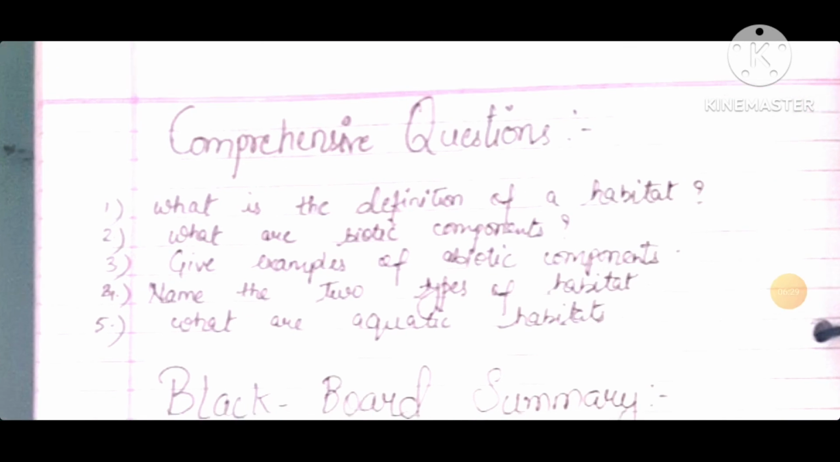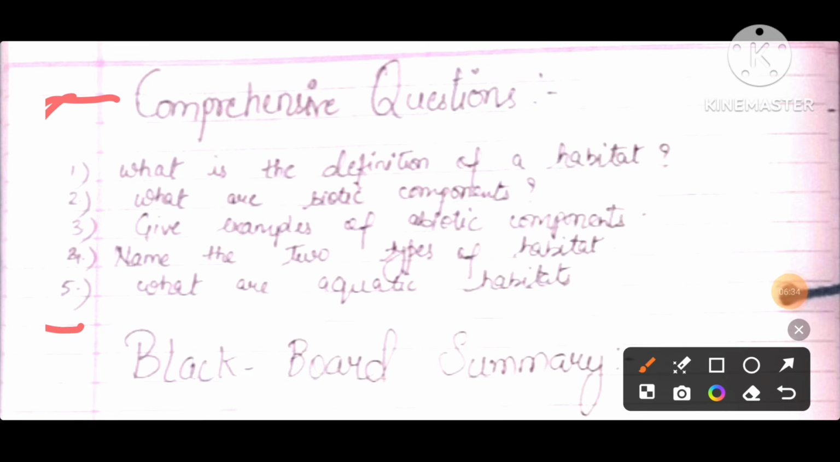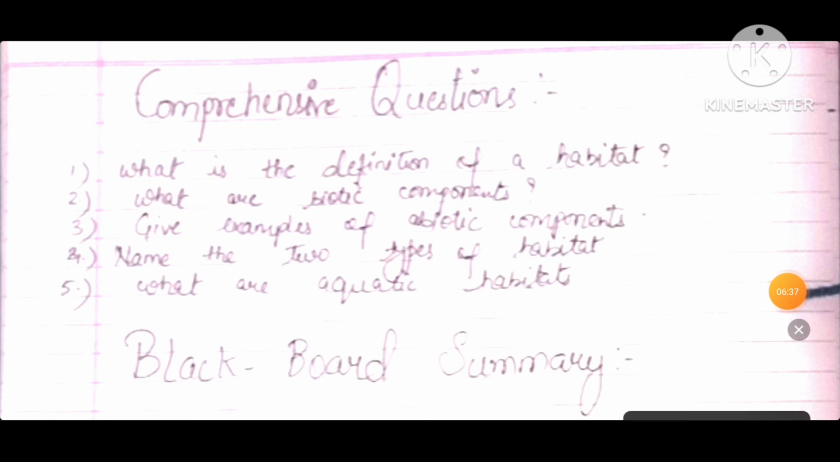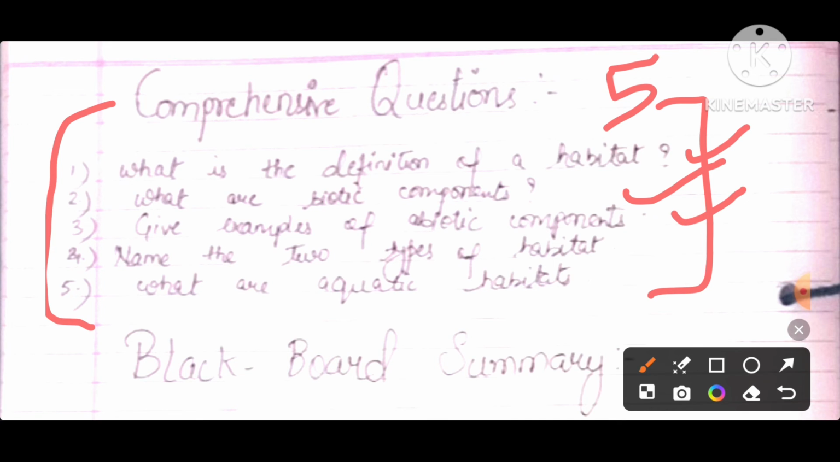After writing the presentation and the three teaching points, you have to write the comprehension questions. In that you have to write 5 questions. From the topic you have taught, you have to write the 5 questions from that only. The first question is what is the definition of habitat, second what are biotic components, third give examples of abiotic components, and the fourth one is name 2 types of habitat. The fifth question is what are aquatic habitats.